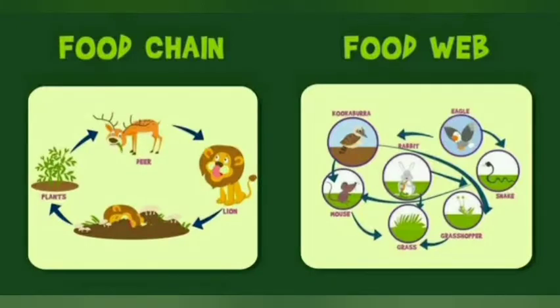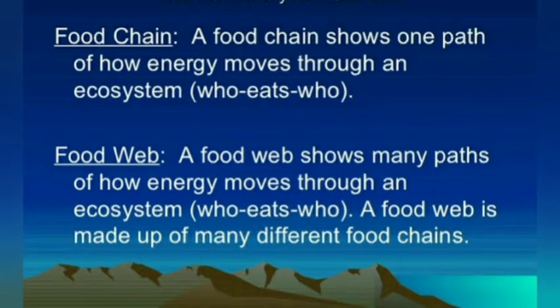Food chain and food web. Living organisms need food to perform their life processes. Some organisms can produce their own food, while other organisms cannot do this. They have to depend on other organisms to obtain their energy. Food chain. A food chain shows only one path of how energy moves through the ecosystem. That means who will eat the other organisms and how.